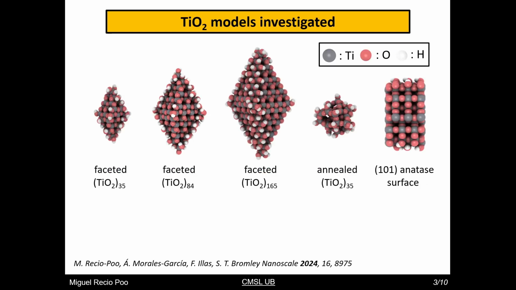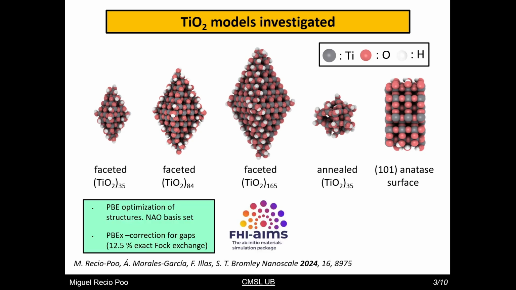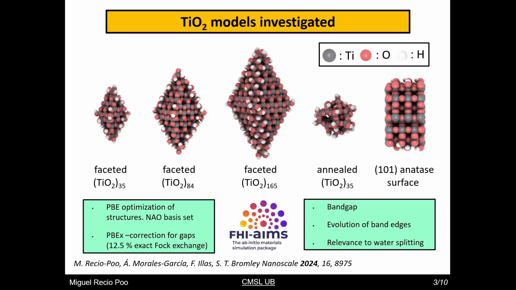Those are the different Titania models we have used here: 3 faceted bipyramidal nanoparticles, 1 roughly spherical annealed nanoparticle, and also a 101 anatase surface model. With the AMS computational code, we have done a DFT optimization of the structures, and also we have implemented a hybrid-inspired DFTB correction for getting a more accurate value of the gaps. So we have analyzed the band gap of all the systems, the evolution of band edges, and lastly, the relevance of all of this to water splitting.